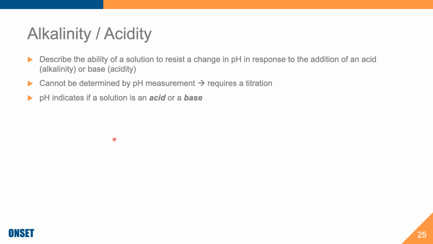The alkalinity and acidity of a solution cannot be determined using just a pH measurement, because pH only indicates if a solution is an acid or a base. pH is used through titration to determine what the alkalinity is and what the acidity is of a solution.